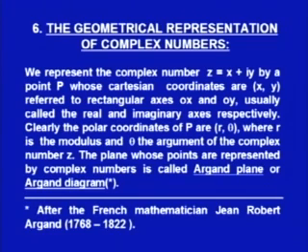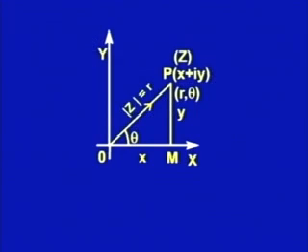The plane whose points are represented by complex numbers is called the Argand plane or Argand diagram, after the name of the French mathematician Jean Robert Argand, 1768 to 1822.